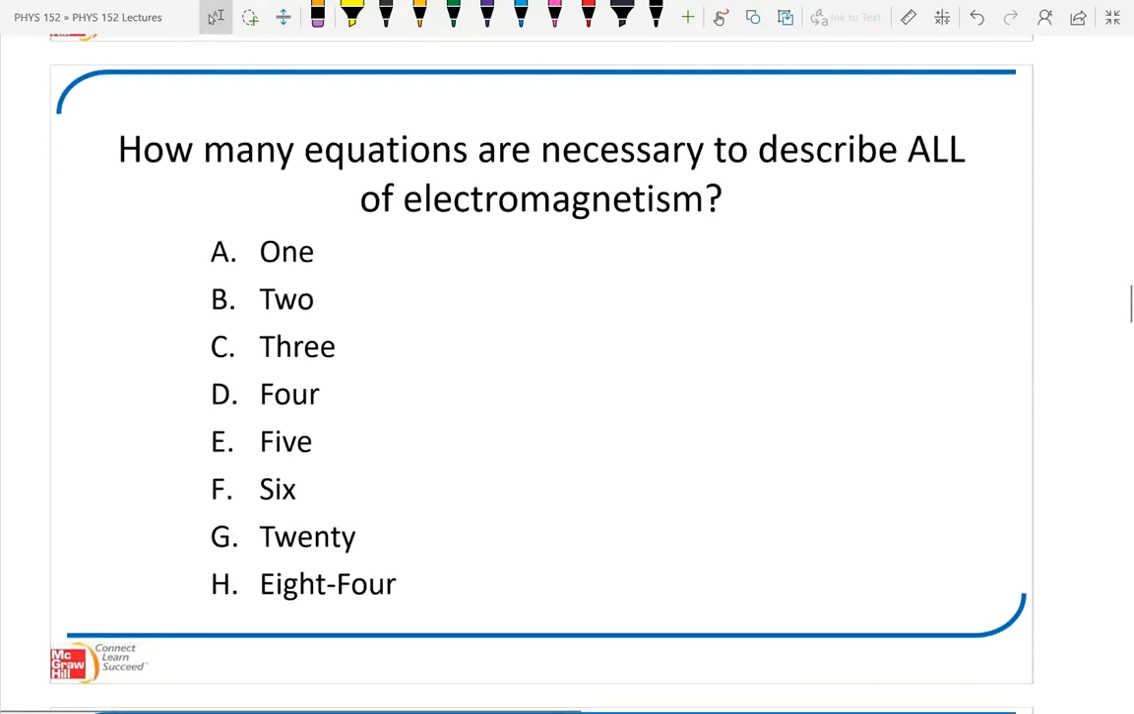Our first of the clicker questions. There are two right in a row here, and I think I figured out how to make it so we won't have problems with our clickers. We shall see. Okay, it's open now. How many equations are necessary to describe all of electromagnetism?